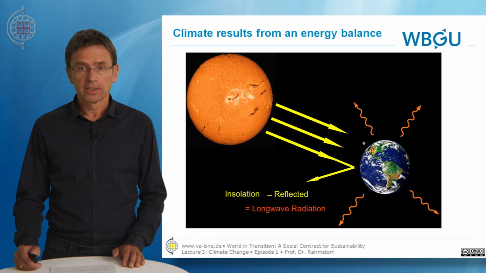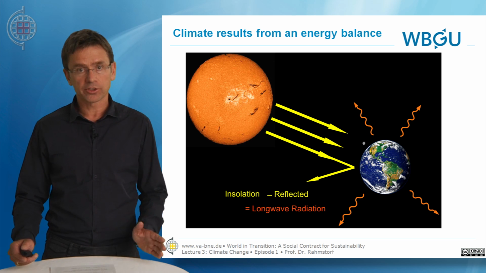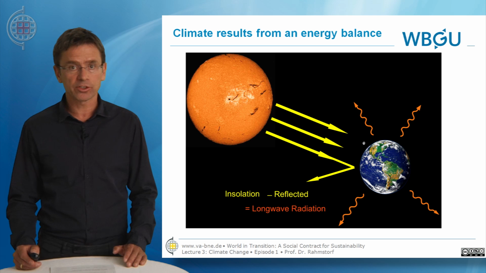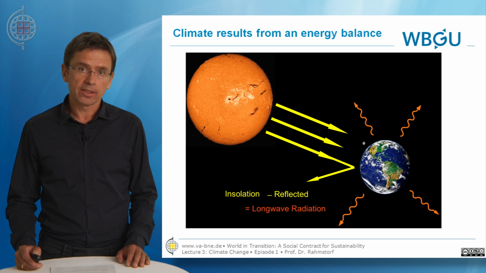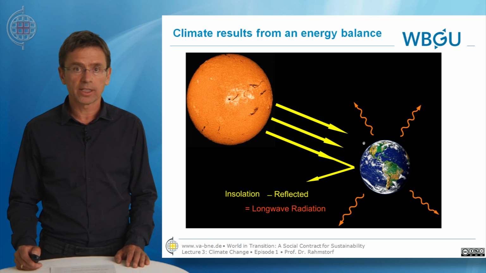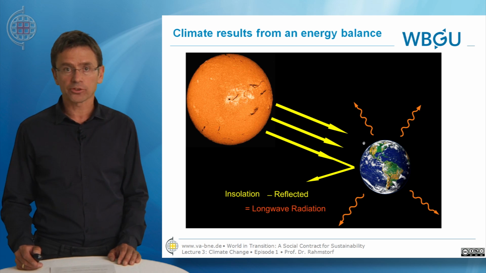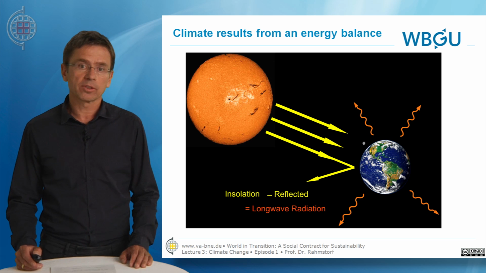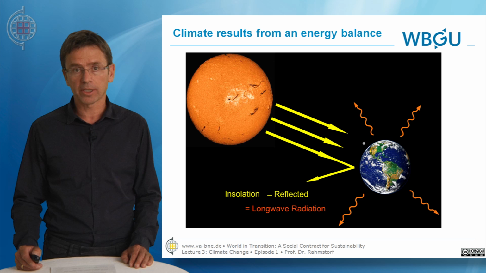average temperature can only be driven by either of these three factors, either a change in the incoming solar radiation, which we call insolation, or a change in the percentage that is reflected into space. We can do that, for example, by changing the brightness of the Earth's surface, by cutting down forests and replacing them with agricultural lands. Or the third possibility is that we interfere with the long-wave radiation into space.